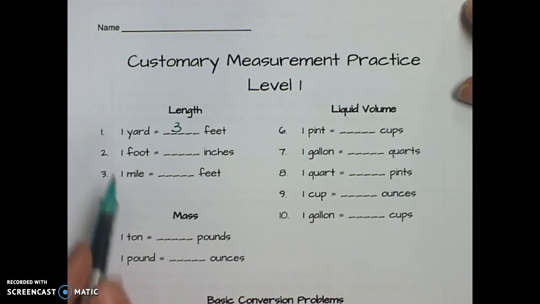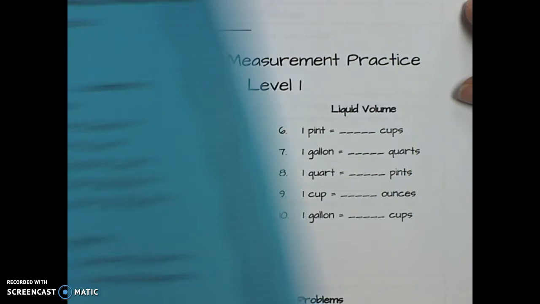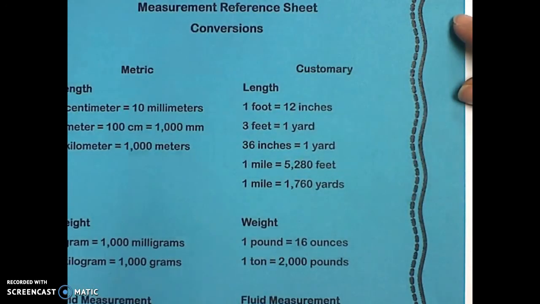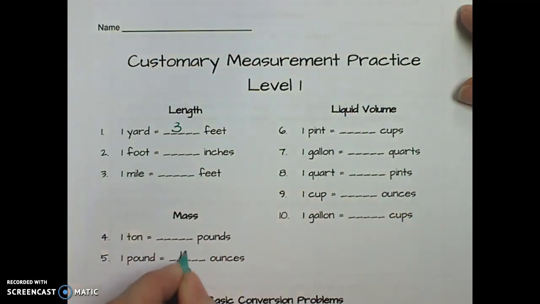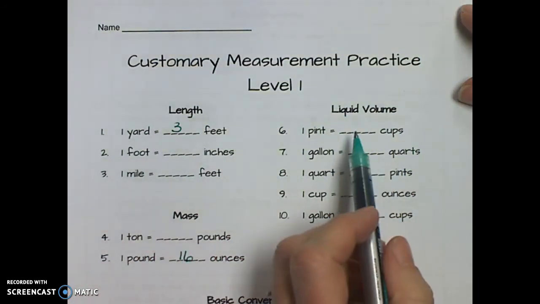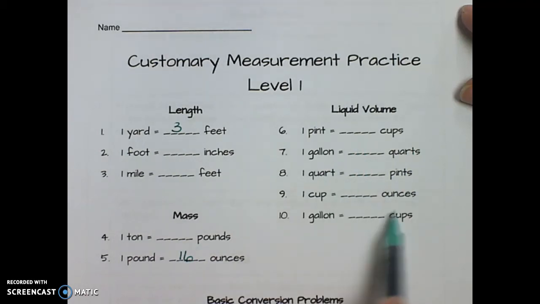Okay, another one I thought that we could practice is right down here. 1 pound equals blank ounces. I think most of you remember that from our workshop last week, but here it is. 1 pound equals 16 ounces. When you get to the liquid volume, you can look at the wall, or you could look in your math journal and look for the gallon robot, and that can help you with these measurements.